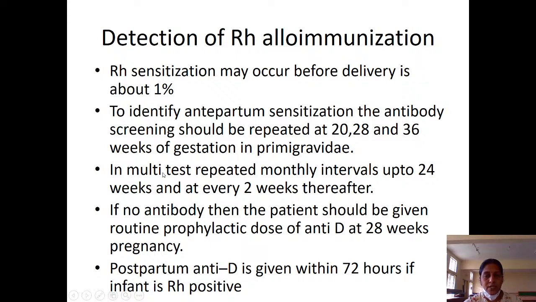The test should be done at booking and monthly after that for antibody. Then the patient can be given anti-D at 28 weeks of 300 micrograms, which will cover the antibody. Then again we give it postpartum.